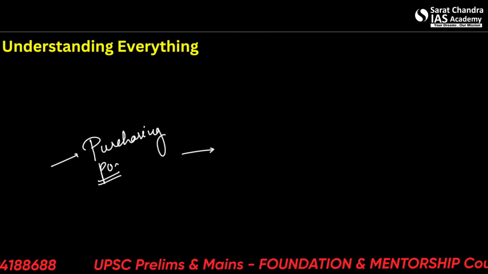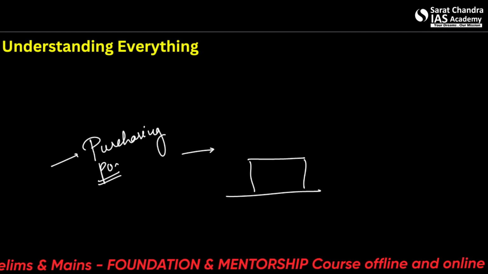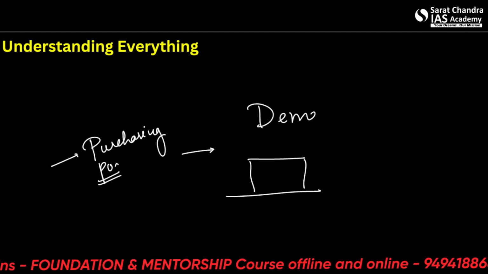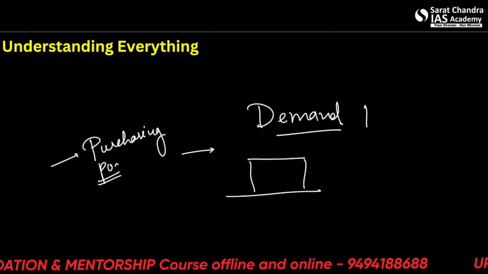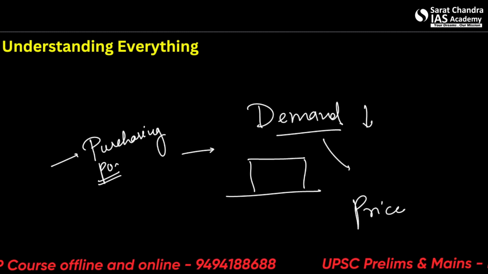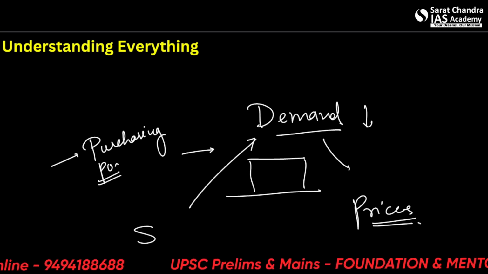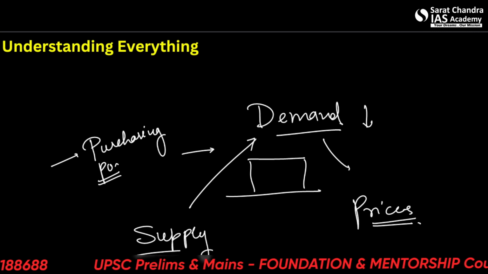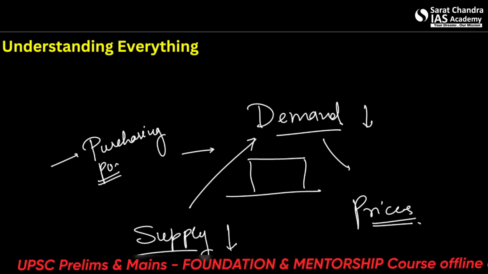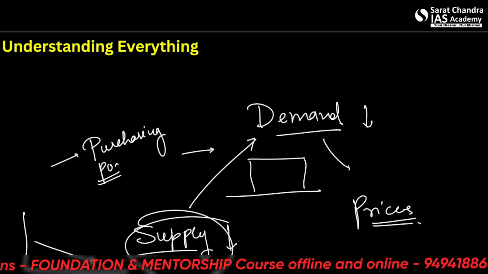Now, when it reduces the purchasing power of the people, people will purchase lesser things. When people purchase lesser things, the demand will go down. When the demand goes down, the prices also go down. But with the falling demand, the supply also gets affected. So when the supply and demand both go very low, it's known as recession, that is, there is no growth in the economy.